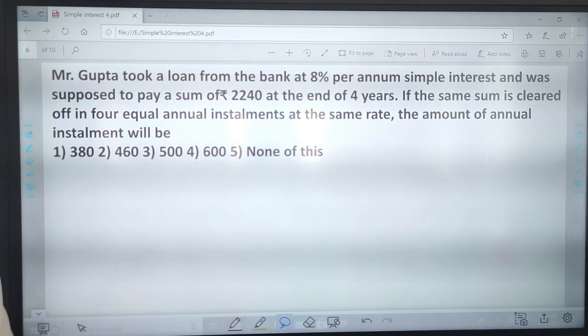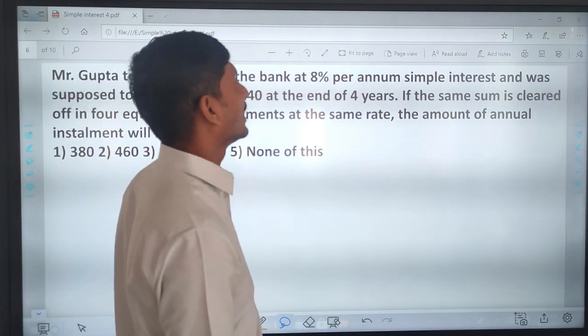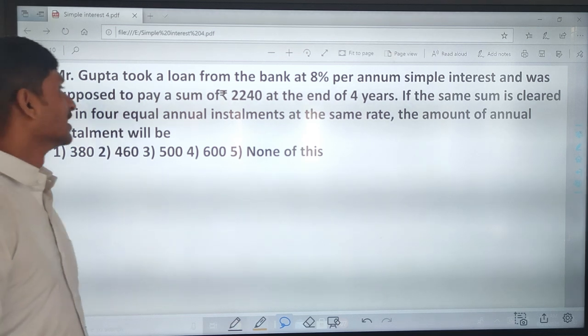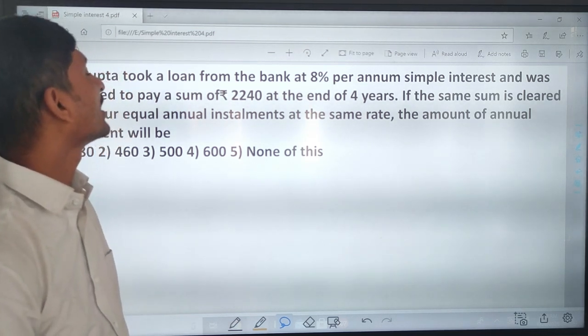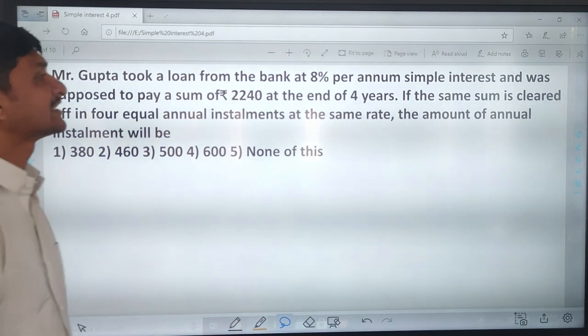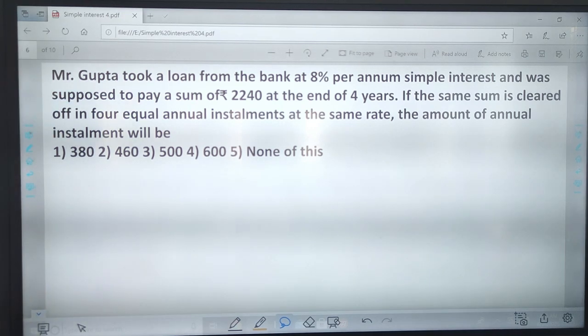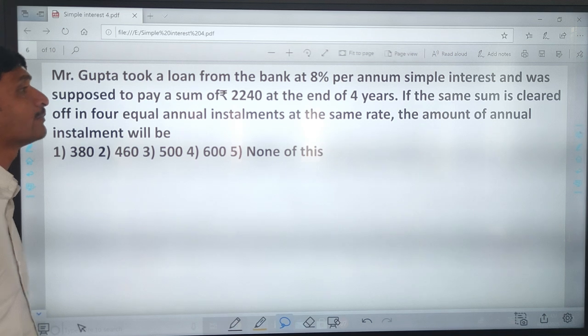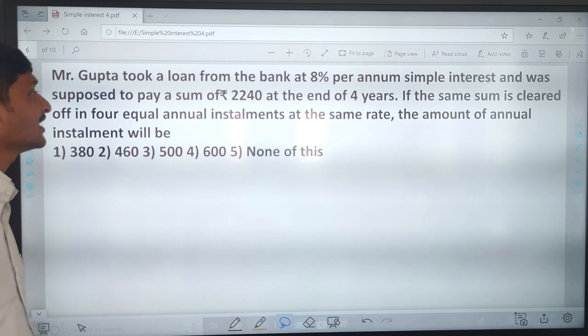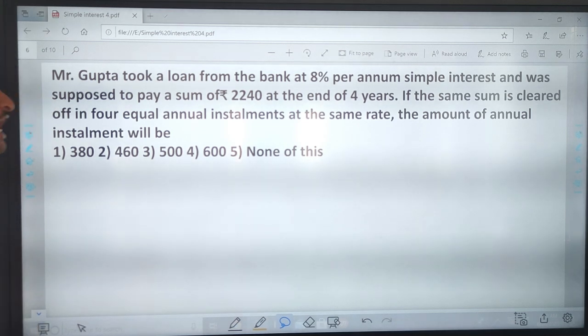Now see the example. Mr. Gupta took a loan from the bank at 8% per annum simple interest and was supposed to pay a sum of rupees 2,240 at the end of 4 years. If the same sum is cleared off in 4 equal annual installments at the same rate, the amount of the annual installment will be?